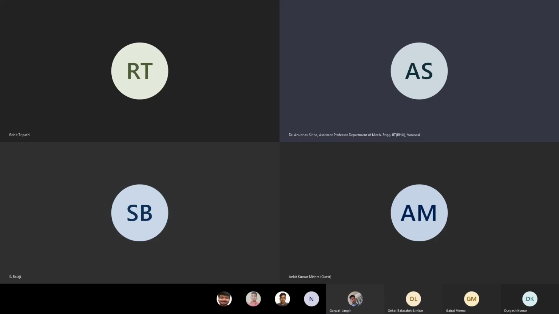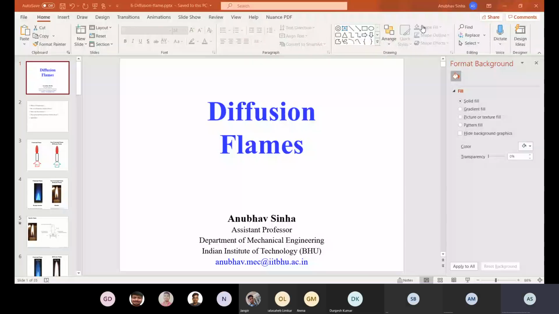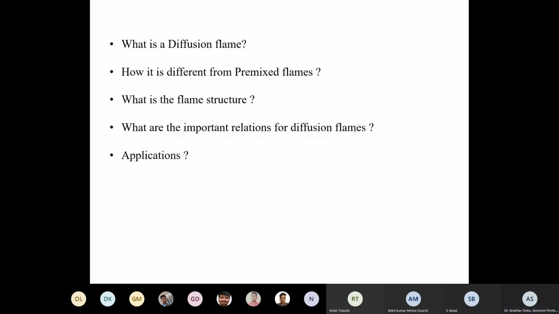Yeah, fine. So let us begin with diffusion flames. Basically, we'll try to understand what a diffusion flame is and how it is different. Premixed, I believe you are very clear with. So we'll probe why they are diffusion flames and why they are different from premixed. What are the major differences, and what is the flame structure?